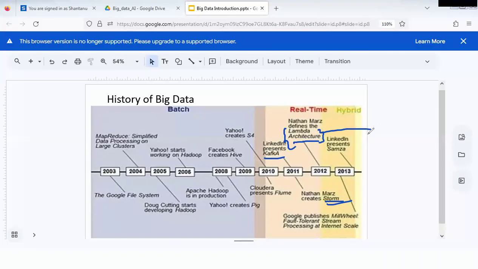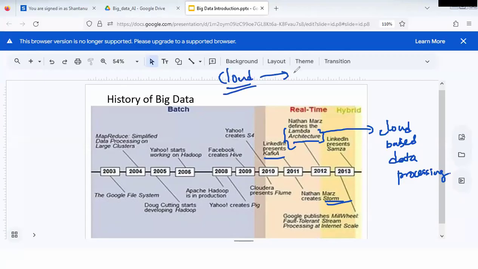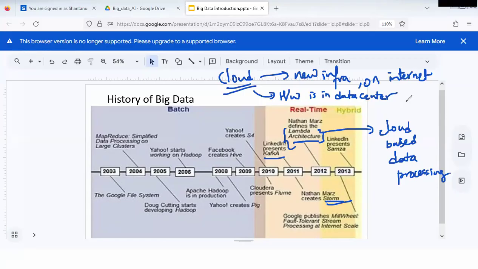It means basically you are talking about cloud-based data processing. How many of you know what is cloud? Cloud is basically new infrastructure on internet. Hardware is in the data center, and then you connect to that hardware and get the processing done. So that is basically the cloud.